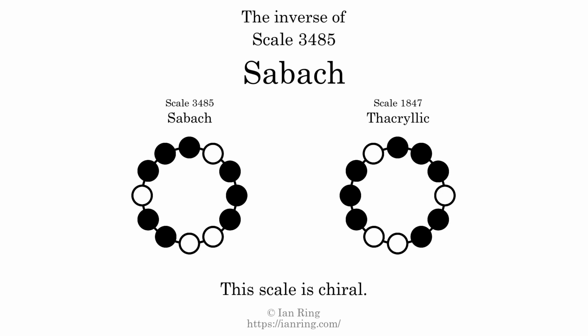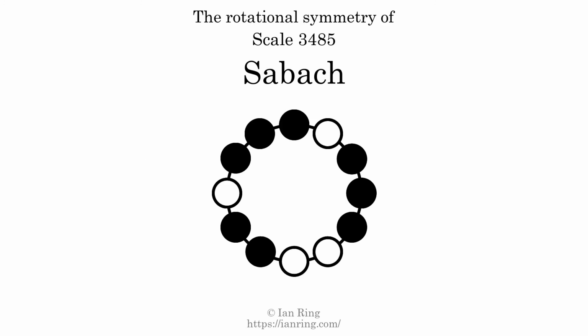The inverse of a scale is a mirror image. It is what you get when the sequence of intervals is reversed. The inverse of this scale is scale 1847, also known as the Cyrillic. This scale is chiral. It cannot transform into its inverse by rotational transformation. This scale has no rotational symmetry.